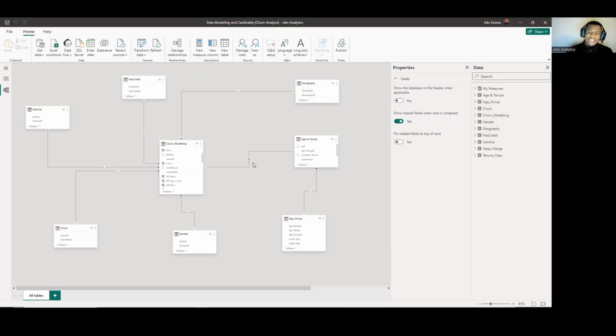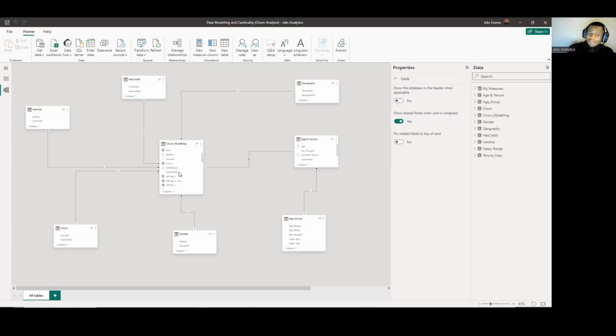So what that means is in a one-to-many relationship, we have a one-directional movement. In a one-to-one relationship, we have double direction. What that means is I can read age from this table.